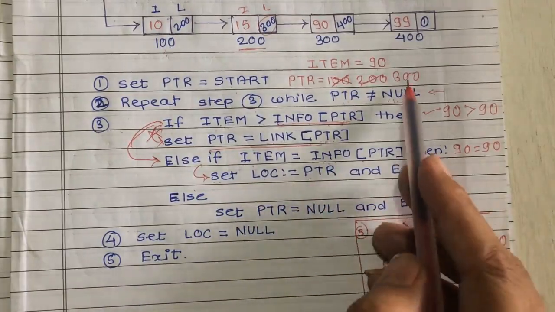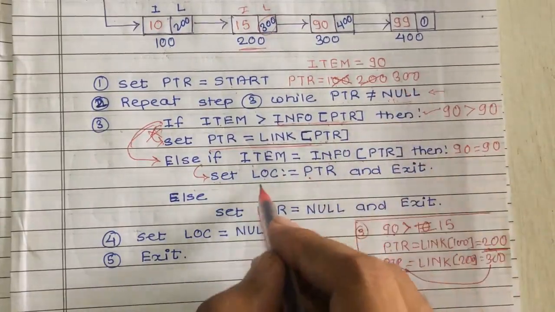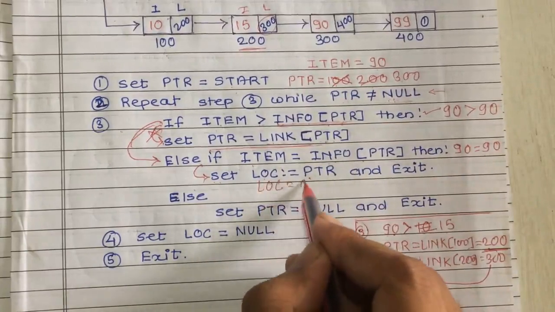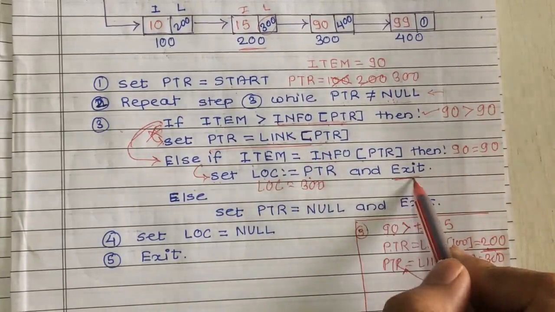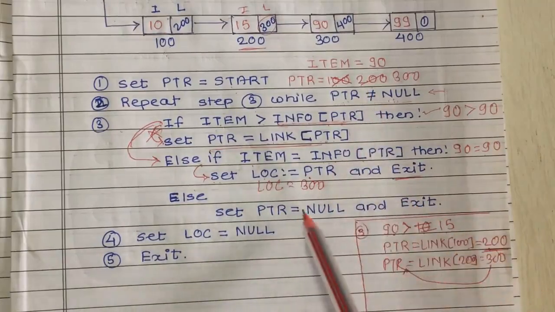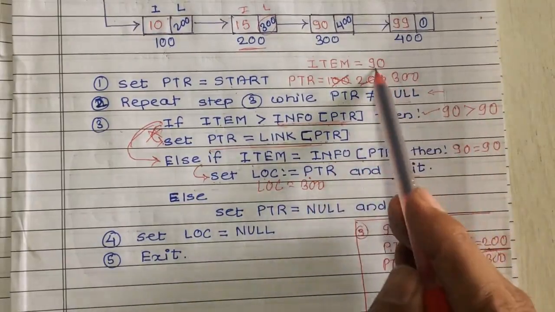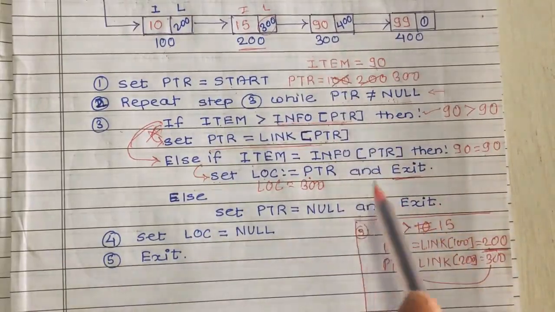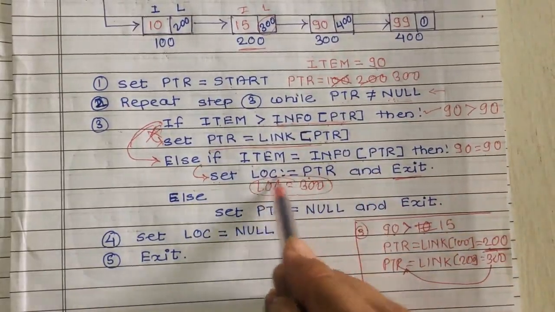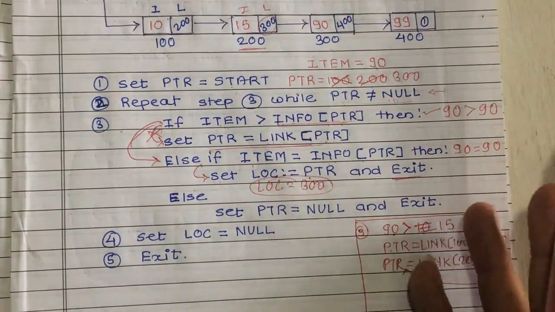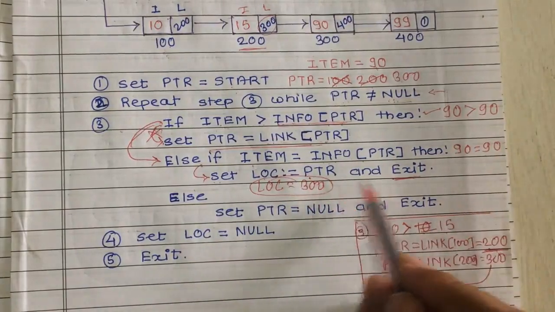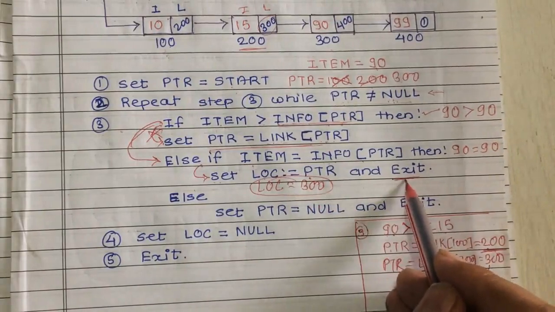So what is the value of PTR? It is 300. So we will set LOC equals to 300, and what next? We have to simply exit, as we have got the location of 90, that is 300. Here, if you see, we have received the location LOC 300. So there is no need to check further nodes. That's why I have written exit over here.